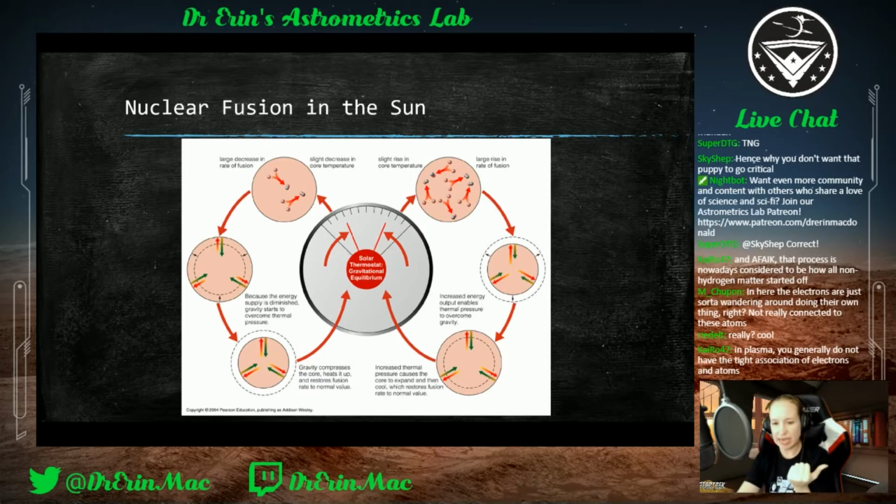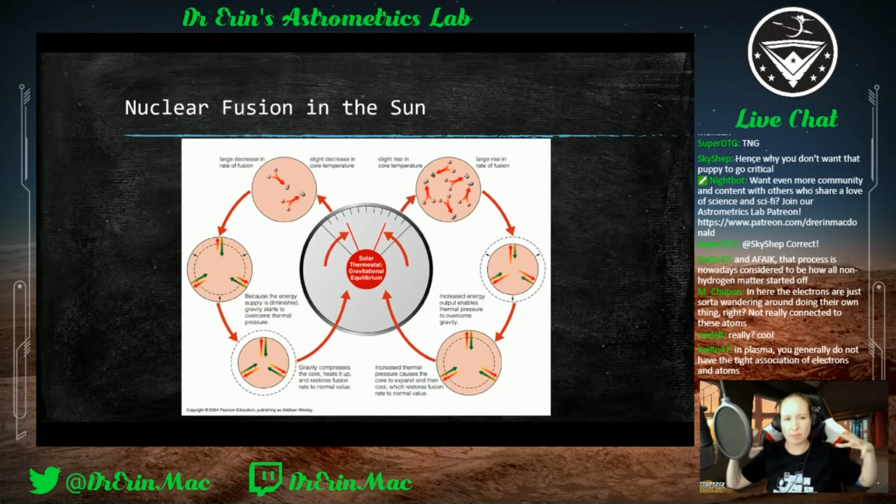As it's cooling down, let's say that it starts to cool down too much, the fusion starts to decrease. Now we have a slight decrease in the core temperature, which means it's not pushing out as much, so the gravity starts to collapse down and heat it back up again. I hope that makes sense.